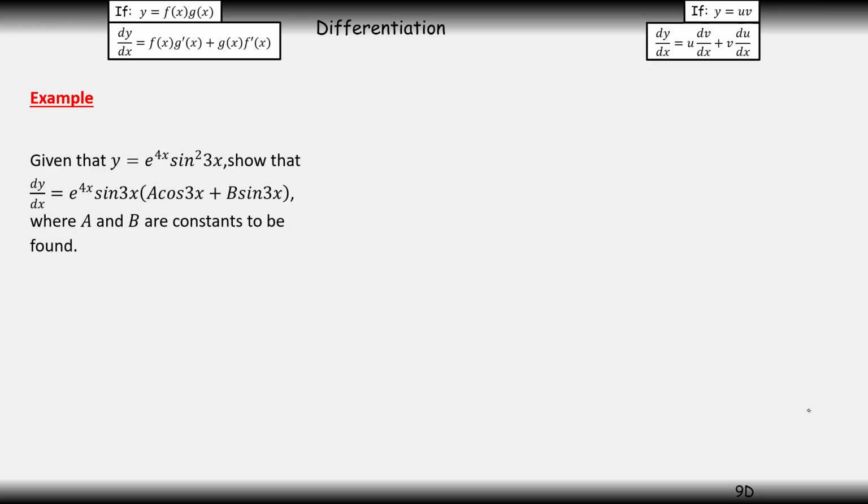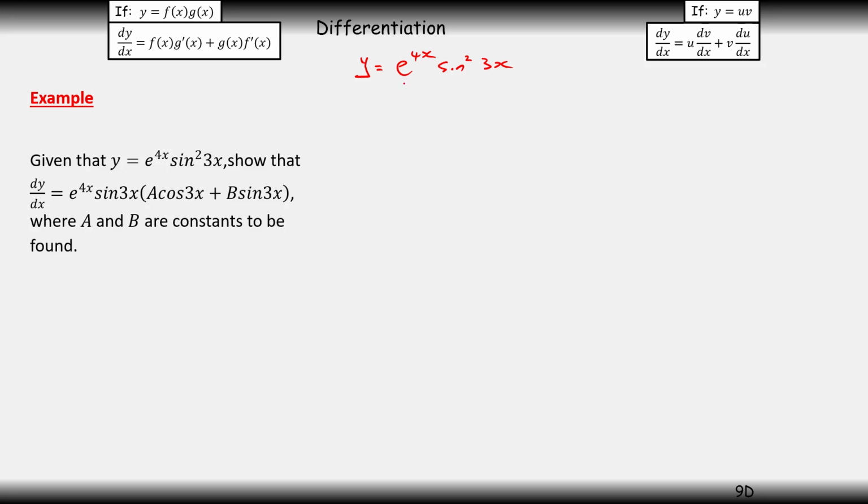Okay, let's have a look at this example we've got here. What have we got? We've got y is equal to e to the power of 4x sine squared 3x, and then we've got to show that when we differentiate it, it becomes this function here. And we've got to determine what a and b are. So we're given y is equal to e to the power of 4x sine squared 3x.